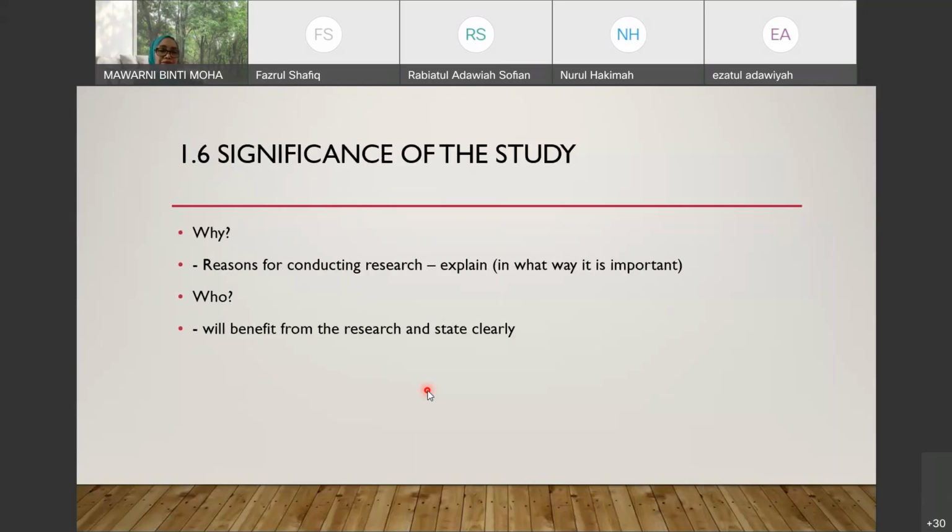Moving on. 1.6, the significance of the study. The significance of the study is also an element that needs to be added into your chapter 1, because usually readers want to know how significant your study is, to which particular group. So it's about why. Why do you do it and for who? It's the reasons for you to conduct the research.